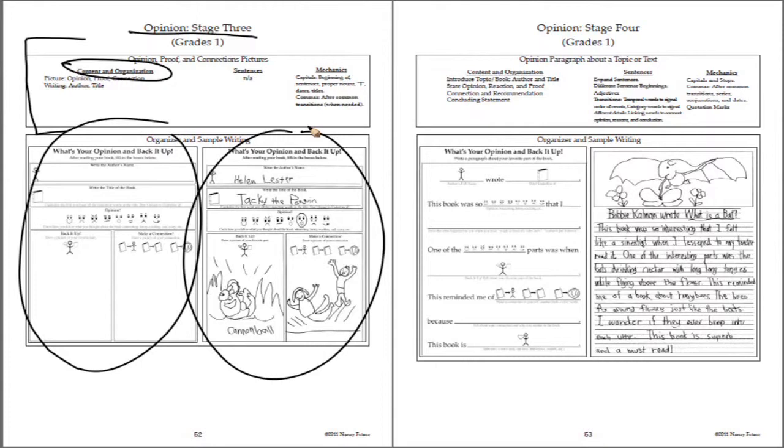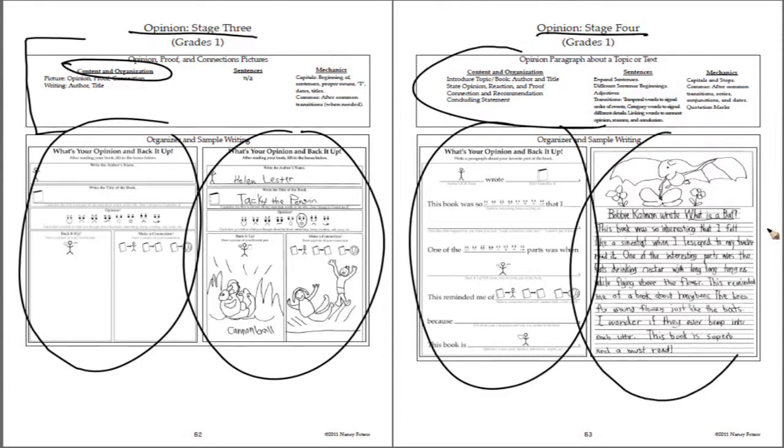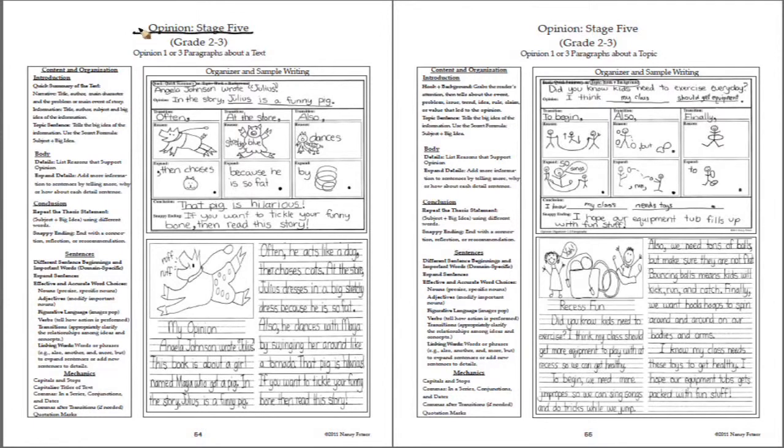Page 53 has stage 4, descriptors, organizer, sample student writing. And this continues as we head to stage 5, where we have our grade 2, 3, our opinion paragraph. Now notice there's 2 pages here showing stage 5. That's because here we have an opinion paragraph about a text, and then on page 55 we have an opinion paragraph about a topic. So this is more like your response to literature opinion.